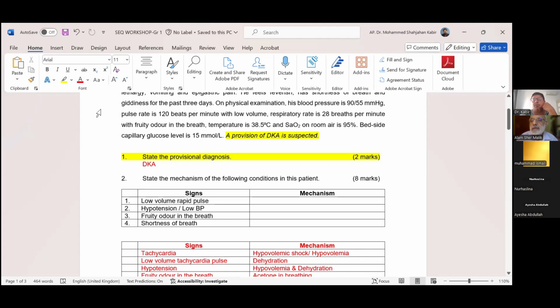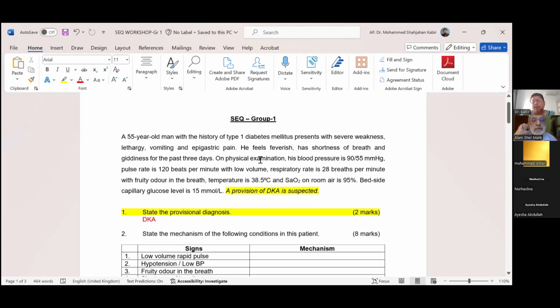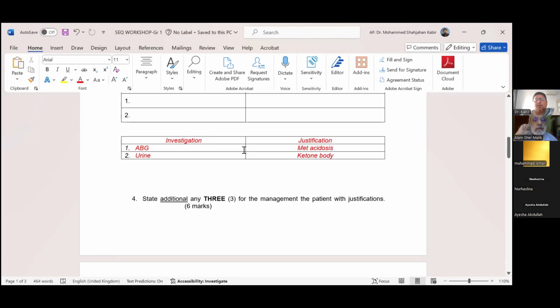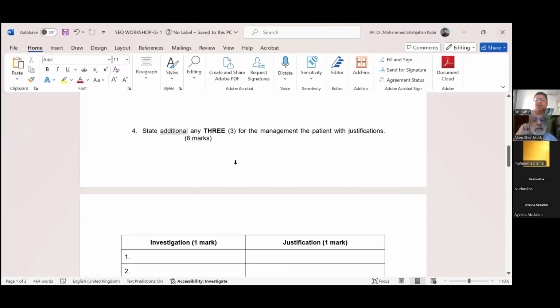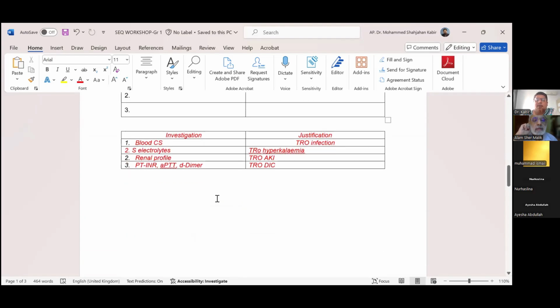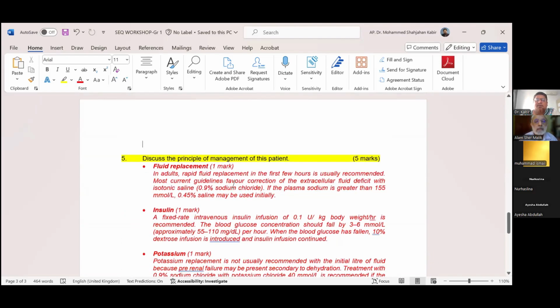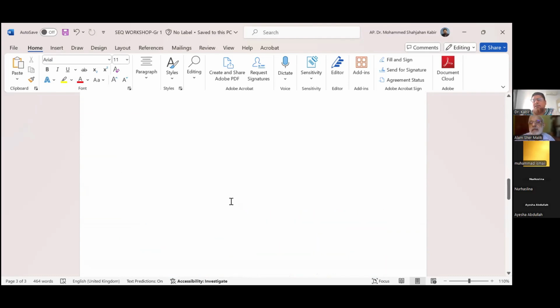Okay. Sir, one more, sir. What is your comment about this one? My group mates wanted to finish with this up to investigation, with no need to ask about the management. But I said we should complete the whole thing.